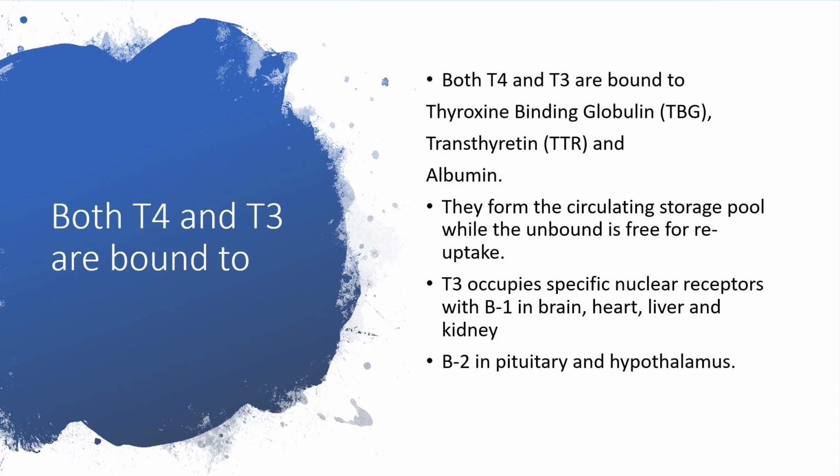Both T4 and T3 are bound to thyroxine binding globulin, transthyretin, that is TTR, and albumin. They form the circulating storage pool, while the unbound is free for reuptake. T3 occupies specific nuclear receptors, with beta 1 in the brain, heart, liver, and kidney, while beta 2 is in the pituitary and hypothalamus.